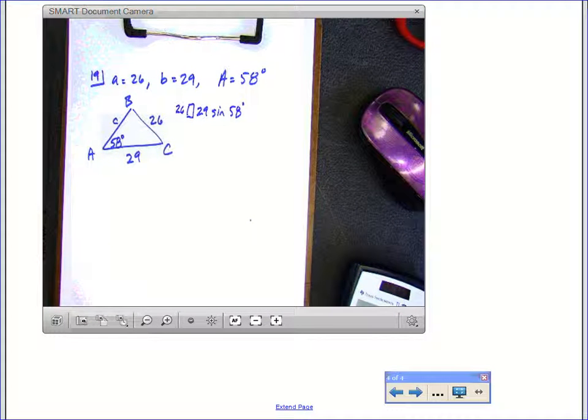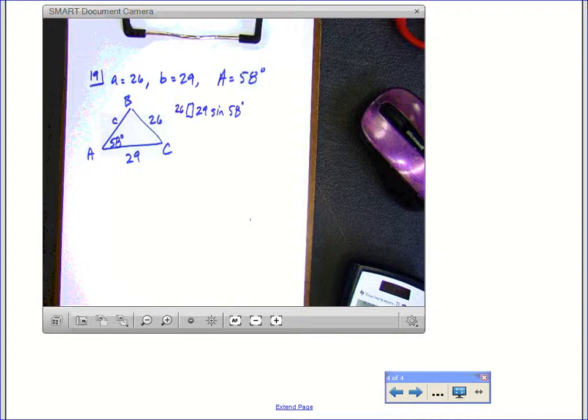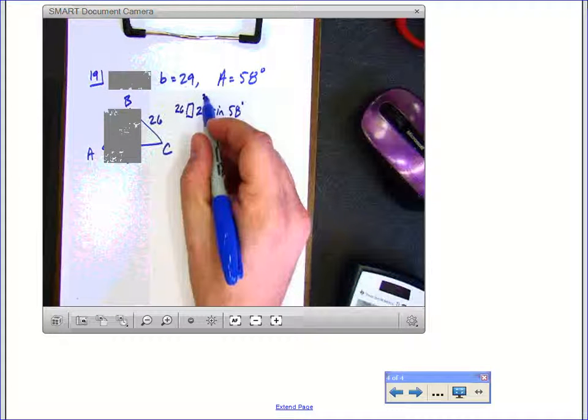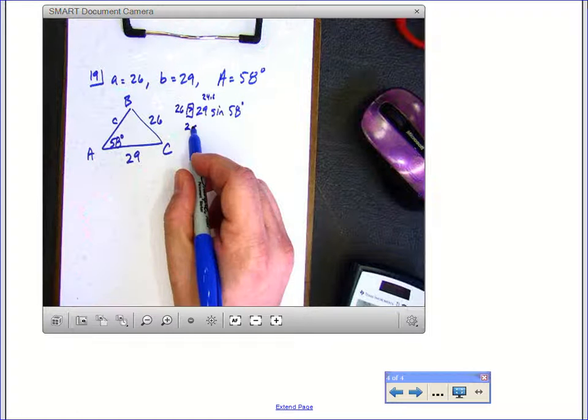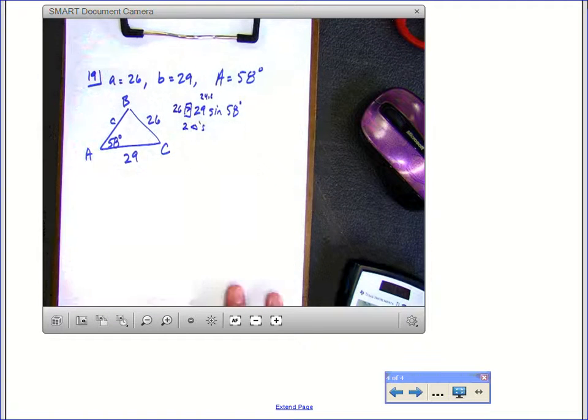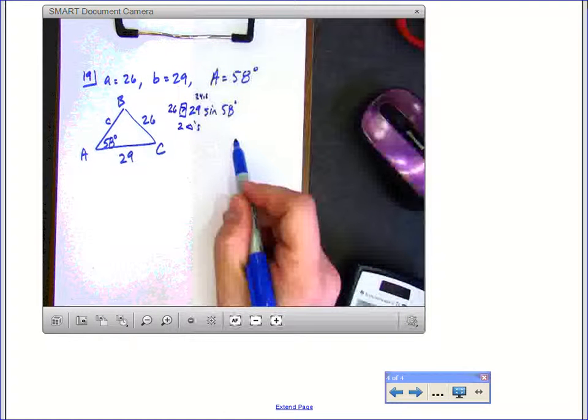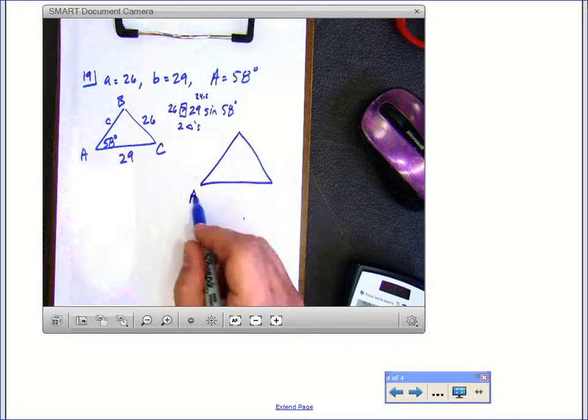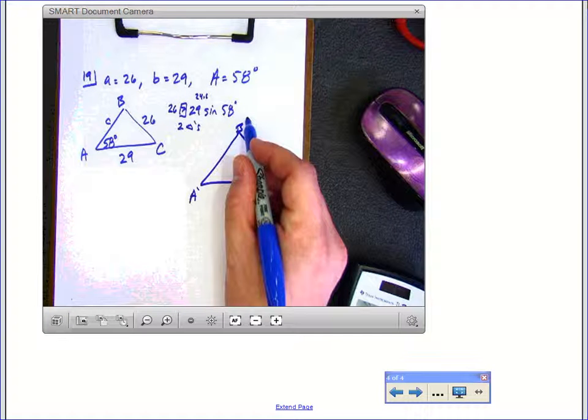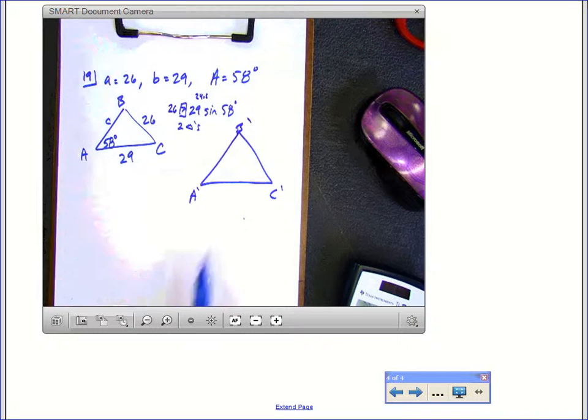All right, now 29 times sine 58 is about 24.6. All right, 26 is greater than that, so it's going to be two triangles. Okay, so draw the second triangle. All right, same given information.